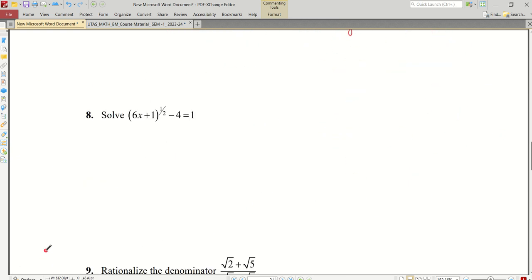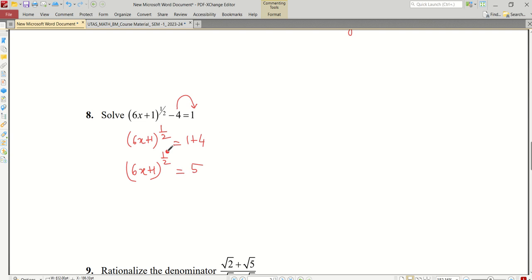Now coming to the equation. How to solve the equation? There are many questions we solved in the class of this type. So in this question, what I told you, I told you first you need to shift this number here. Clear? So what it will be? It will be (6x plus 1) power 1 by 2 is equal to 5, after moving the 4 over.